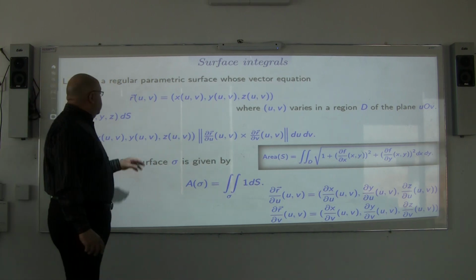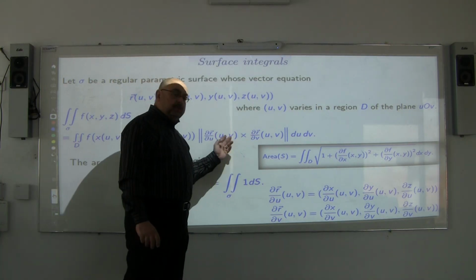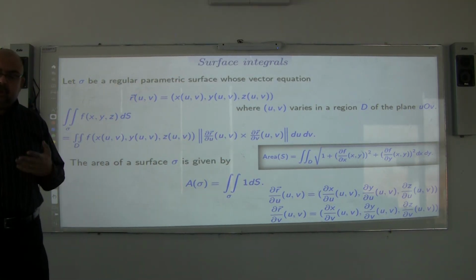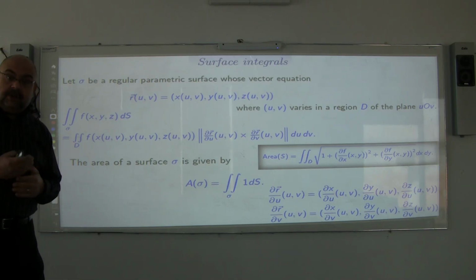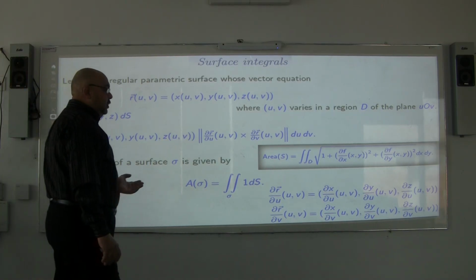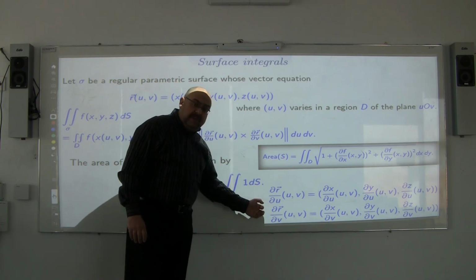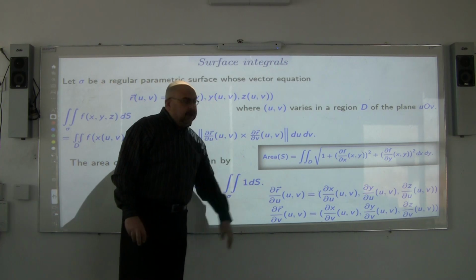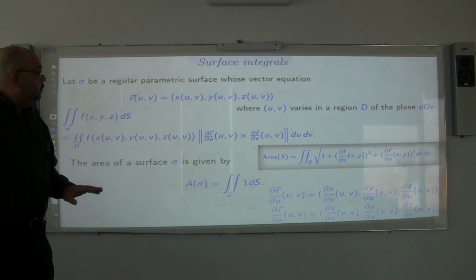Now I will have to replace dS by the magnitude of the cross multiplication of the derivatives of the R vector with respect to its components. So since R is a function in u and v, I will have to get the partial derivative of R with respect to u and with respect to v, do the cross multiplication, and get the magnitude, and then you will have your integration ready to be used.